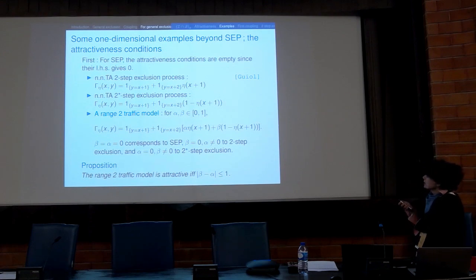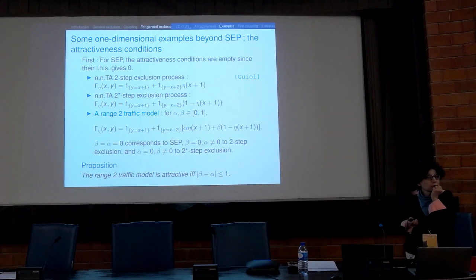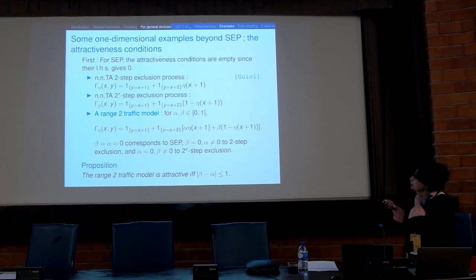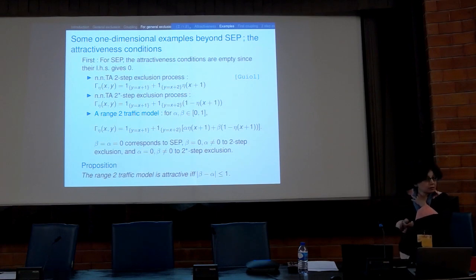So the first one is what we have called a range 2 traffic model. But for this model, we began with a totally asymmetric two-step exclusion, which was introduced by Hervé Guillol. So what is it? You have a particle at x, and it wants to jump to a neighbor to its right. So if site y, x plus 1, is empty, the particle goes. But it could be that x plus 1 is full, in which case it will go one step further and go to x plus 2 on the condition that eta x plus 1 is equal to 1. So that's totally asymmetric two-step.